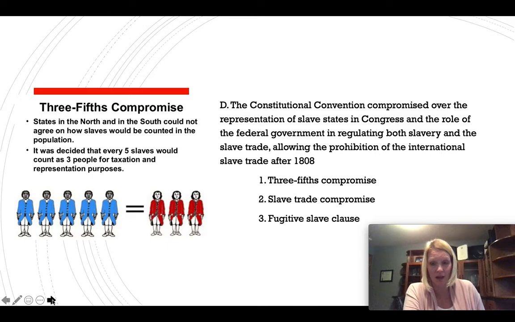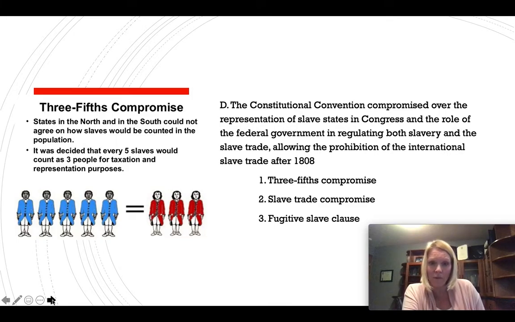So here's what also came out of the Constitutional Convention. The Constitutional Convention compromised over the representation of slave states in Congress and the role of the federal government in regulating both slavery and the slave trade, allowing the prohibition of the international slave trade after 1808. You should maybe underline that last bit of the sentence. The slave trade would be prohibited after 1808.